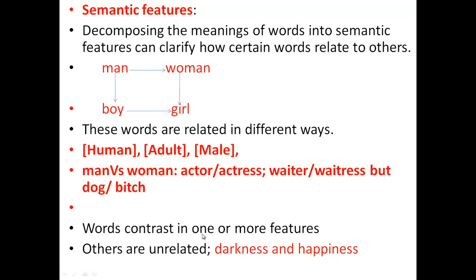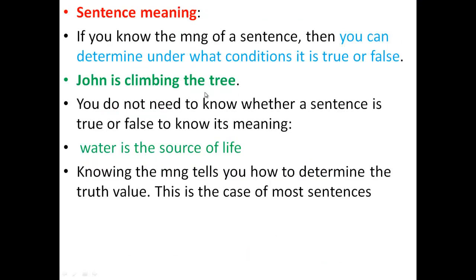Anyway, words contrast in one or more features. This is what we have done here. Now other words are unrelated, such as darkness and happiness. There is nothing in common between these words. Okay? Now we have to stop here. We have finished introducing some of the main notions in word meaning, and we'll introduce the other level, which means sentence meaning, later on.